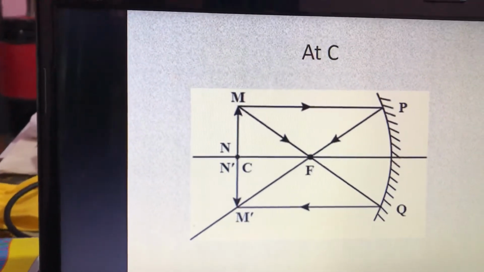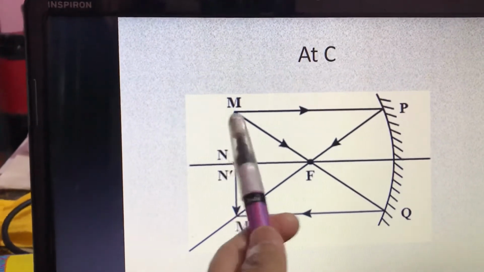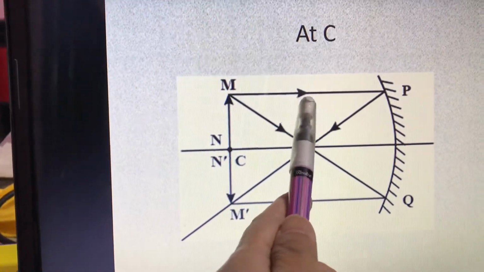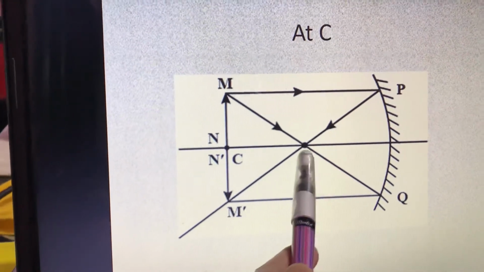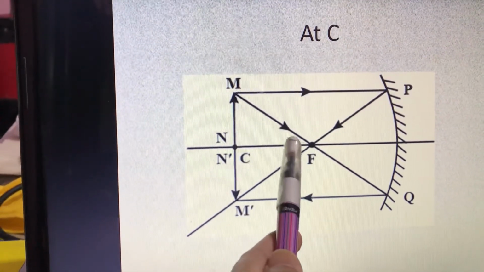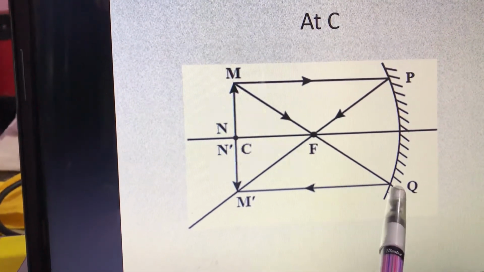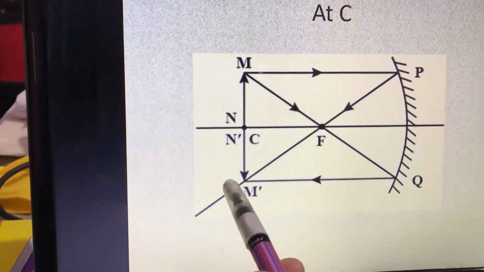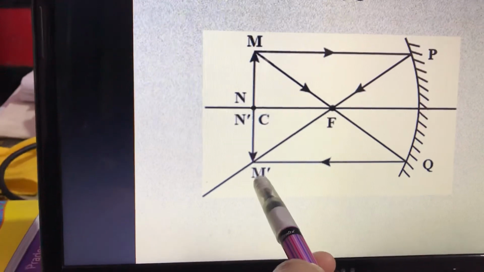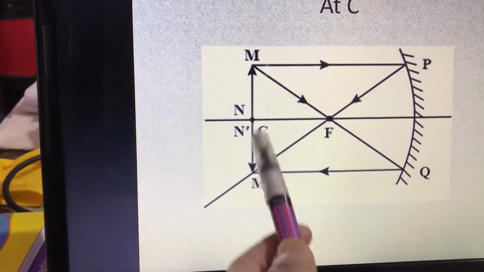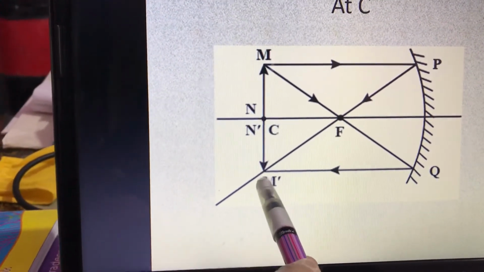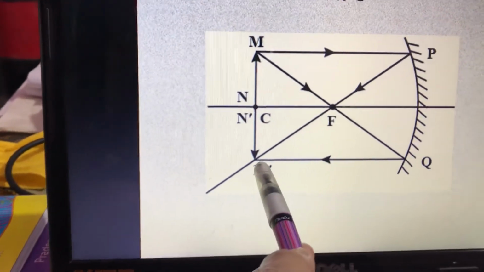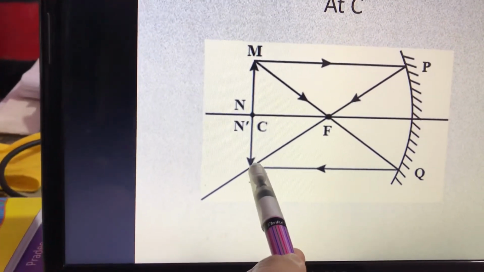Now next, at C, you take one ray parallel to the principal axis passing through the focus, then the next one passing through the focus, so it would be parallel to the principal axis after reflection. So they meet at this point, and the image formed is of the same size and it is at C, same size, real and inverted, right?